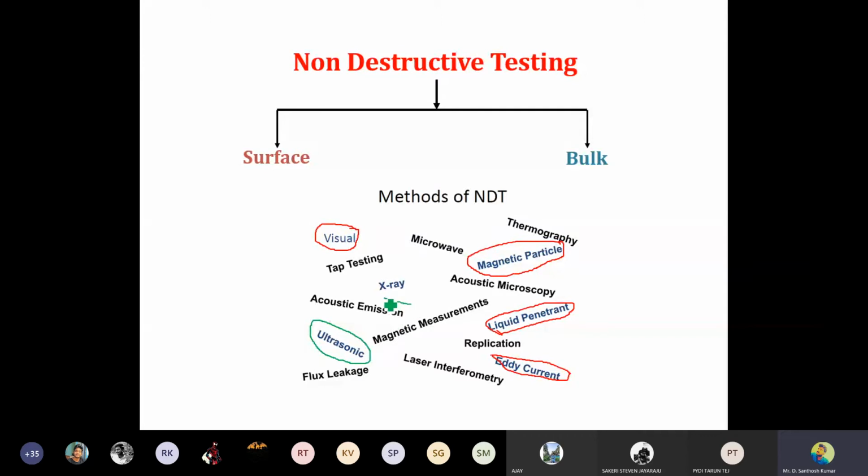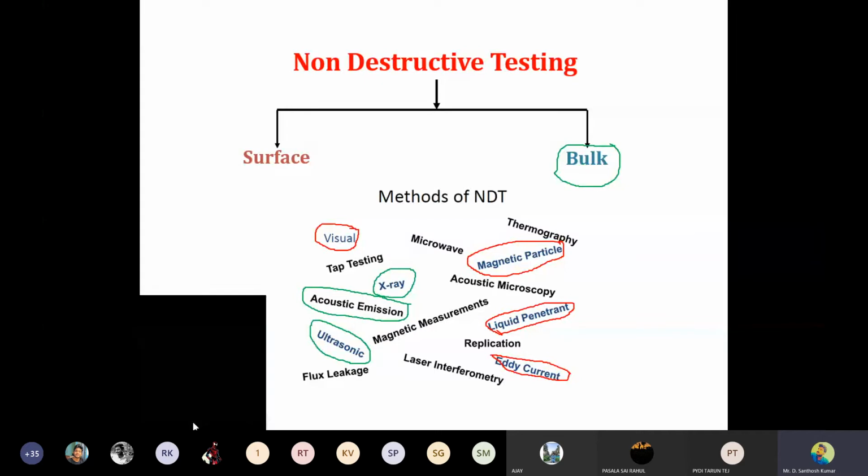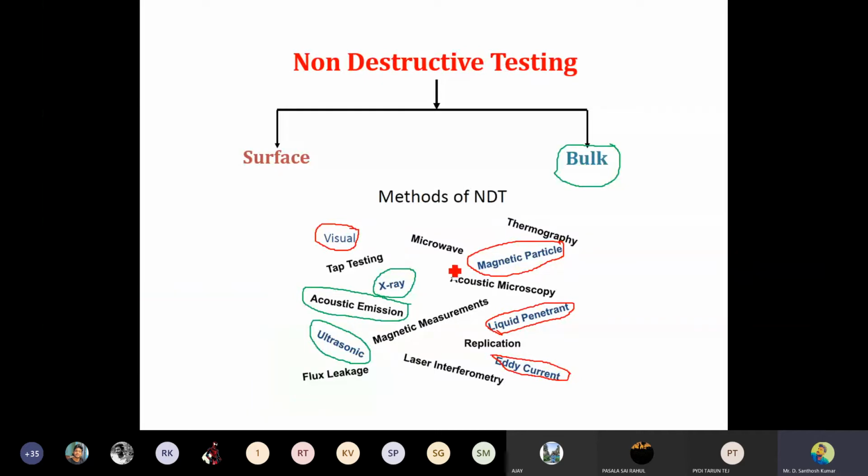And also acoustic emission test and radiography or X-ray. So all these three are under bulk. And also the red color, which are magnetic particle, liquid penetrant, eddy current, are under surface NDT methods.